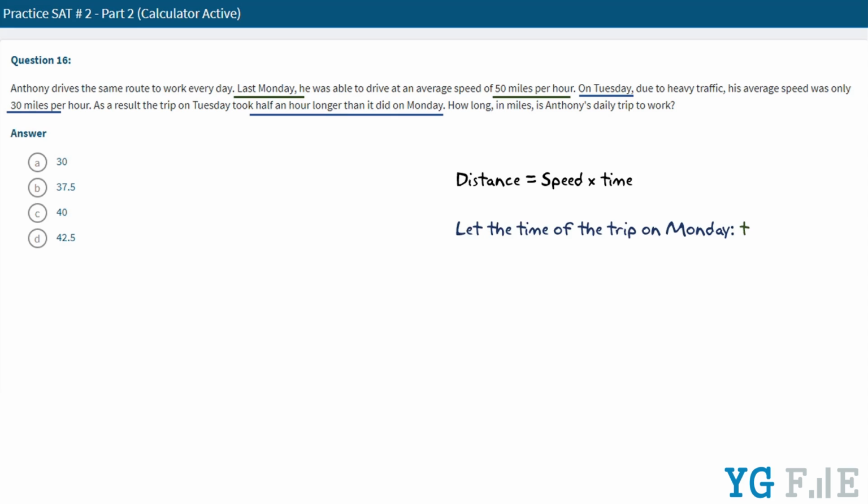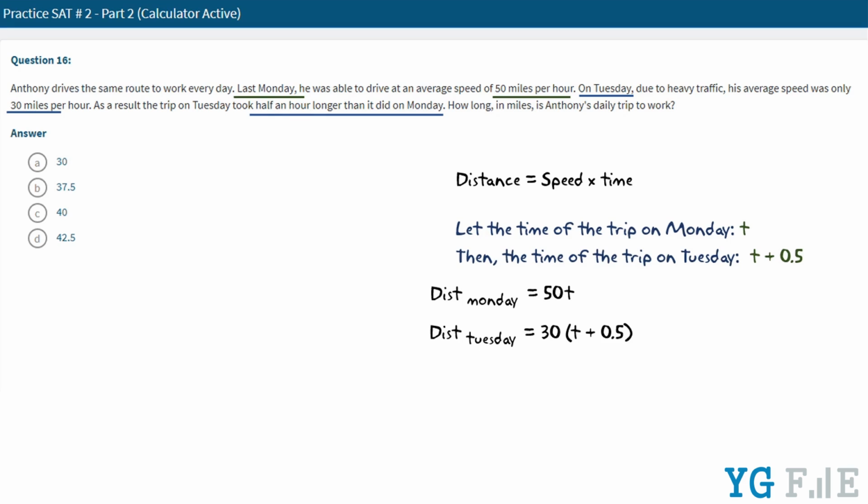So first we can let the time of the trip on Monday be t, and since on Tuesday he took half an hour longer than on Monday, the time of the trip on Tuesday will be t plus a half. Using the speed and time on Monday, we can make an equation: the distance is equal to 50 times t. And using the speed and time on Tuesday, we have another equation: the distance is equal to 30 times t plus a half.